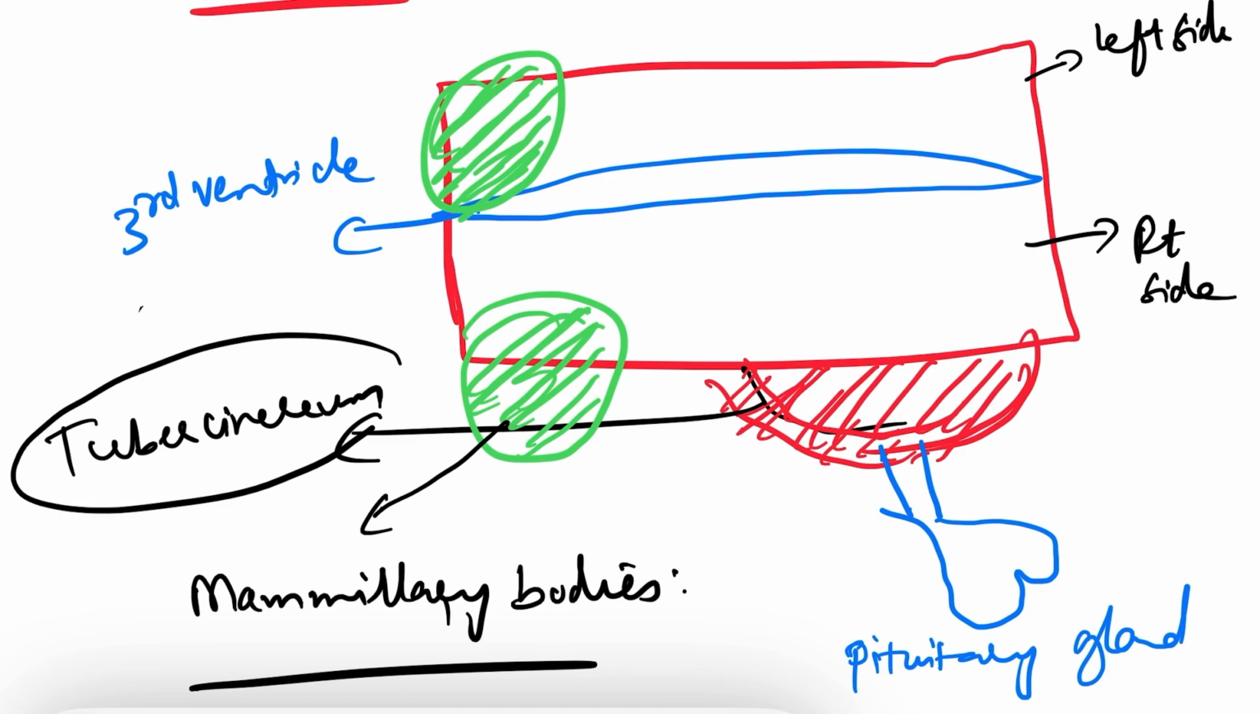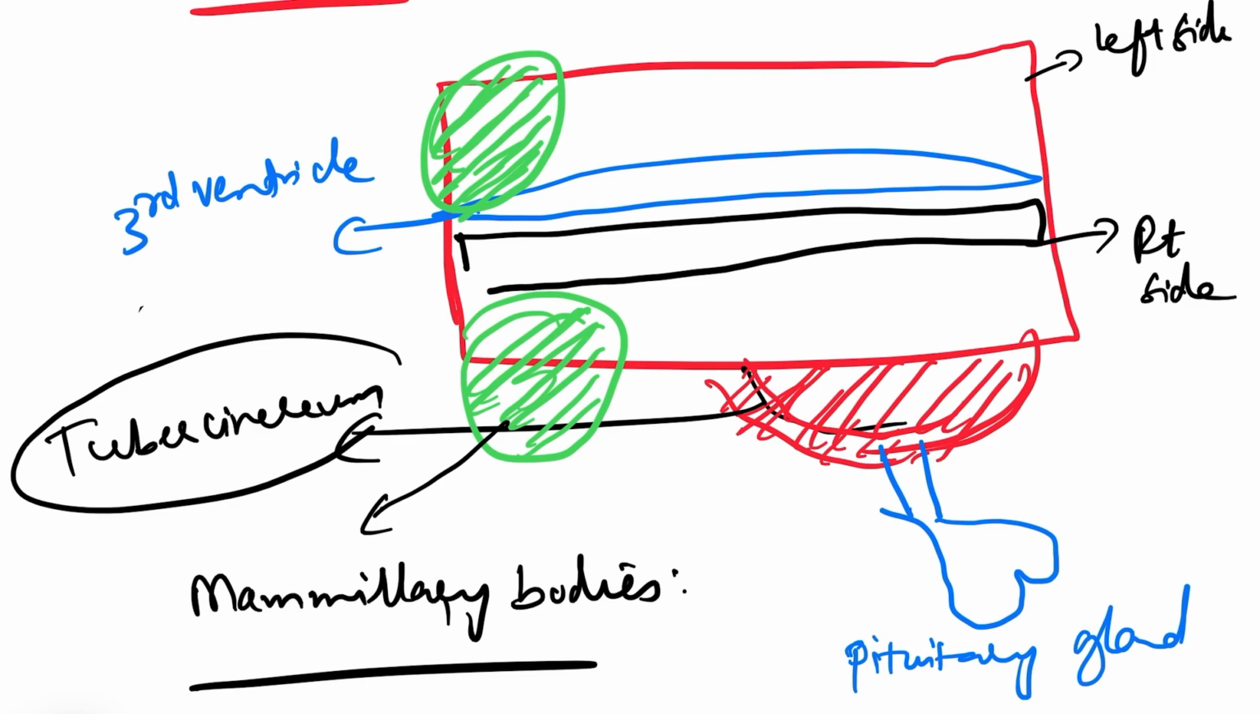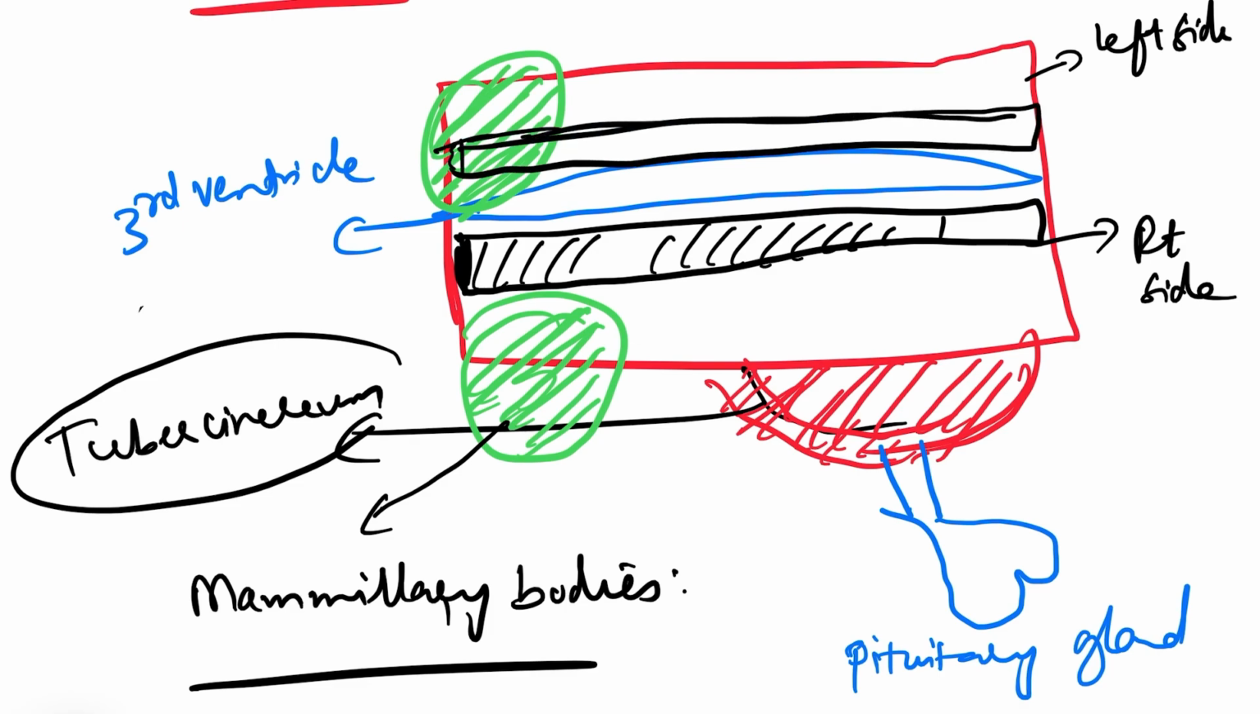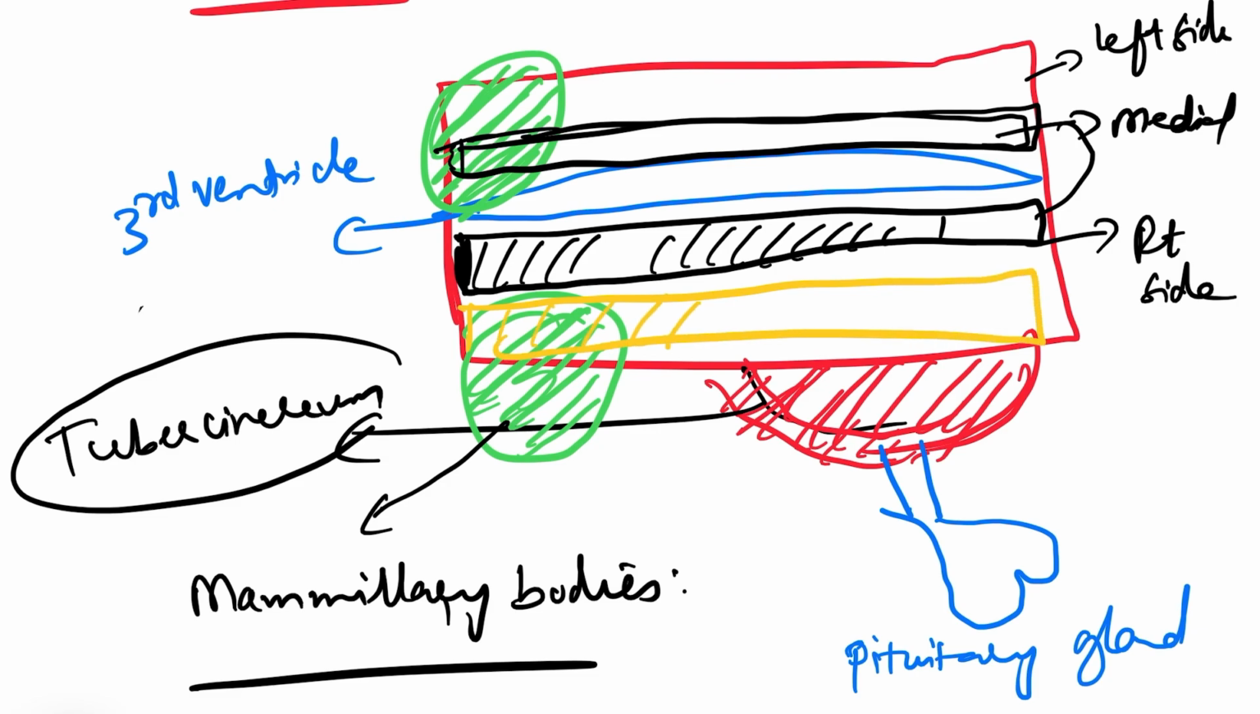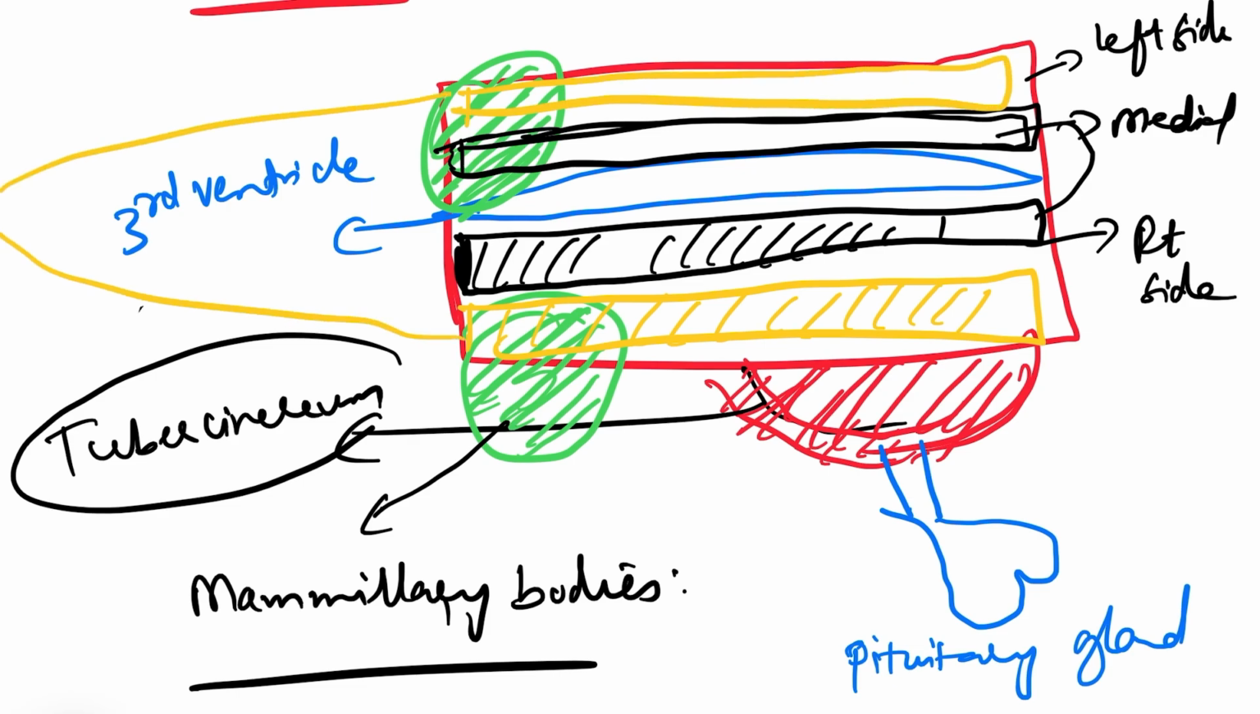If we consider only the right side now, which I am drawing with black color, this structure is called the medial part or medial zone. Individually, these are divided into the medial zone and the lateral zone. So this one is called the medial part of the hypothalamus, on the right side as well as on the left side. Then there is one more part, called the lateral part. This is the lateral part of the right side and the lateral part of the left side, which I am highlighting with yellow. This is the lateral zone of the hypothalamus. So, medial zone and lateral zone.